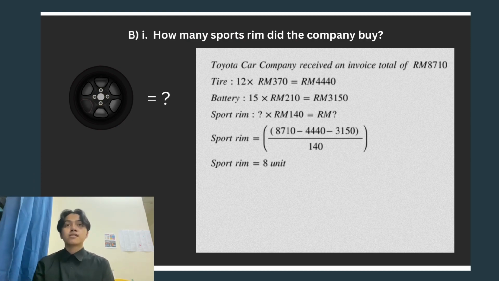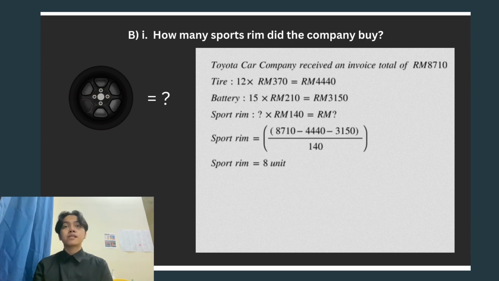So this is the solution. Toyota Car Company received an invoice total of RM 8,710. For the tire, it is 12 units times RM 370 equals RM 4,440, and for the battery it is 15 units times RM 210 equals RM 3,150, and for the sport rim we don't know the units, times RM 140 which is the price per rim, equals we don't know the total.